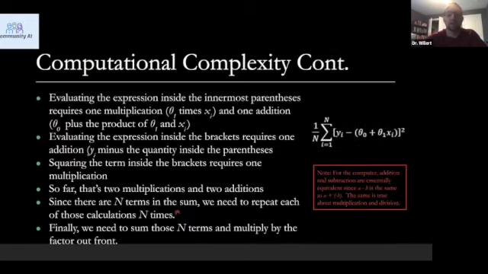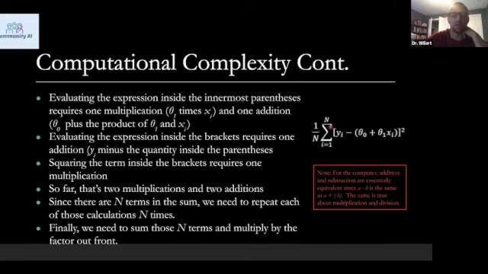And let's break it down. So let's first evaluate the expression in the innermost parentheses. So right here, this theta 0 plus theta 1 times xi. How many math operations does it take? Well, the first thing we have to do is multiply 2 numbers. So we multiply theta 1 times x sub i, and then we add that to theta 0.